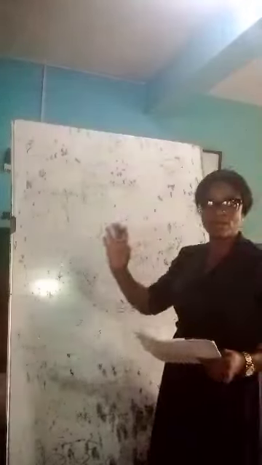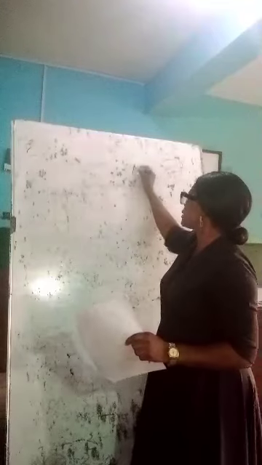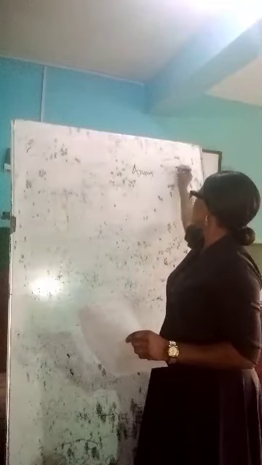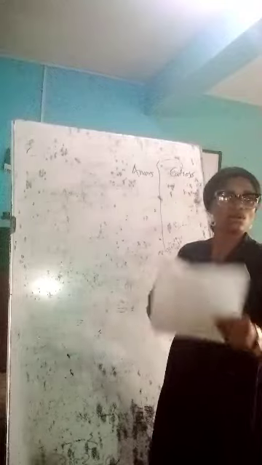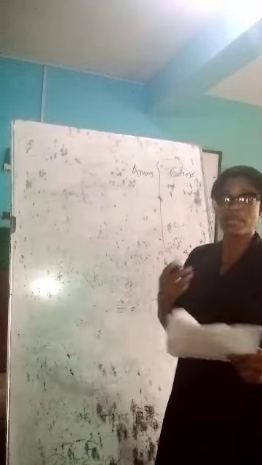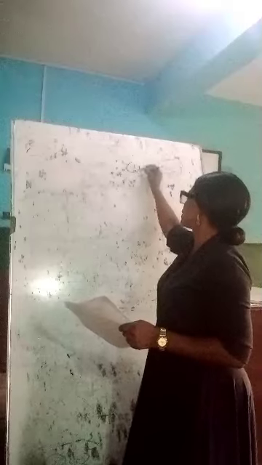Now, I want you to know one thing: every compound in chemistry has two parts, the anions and the cations. So you'll be asked to differentiate them. After your knowledge in qualitative analysis, you should be able to identify any compound that you are given. That's the cations and then the anions.